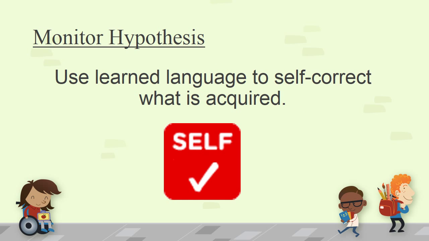The monitor hypothesis maintains that although most language is acquired, the language we have learned, along with those grammatical rules, can help the speaker self-monitor the acquired language for accuracy.